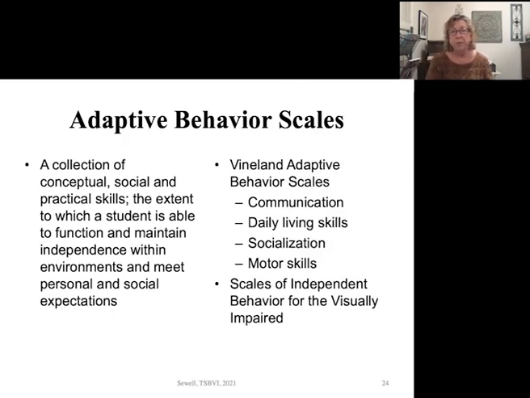Adaptive behavior skills are basically a collection of conceptual, social, and practical skills, the extent to which a student is able to function and maintain independence within environments and meet personal and social expectations. Just listed on this page are two examples of adaptive behavior skills. The Vineland adaptive behavior skills include subsections of communication, daily living skills, socializations, and motor skills. And the scales of independent behavior for the visually impaired is another adaptive behavior skills assessment.